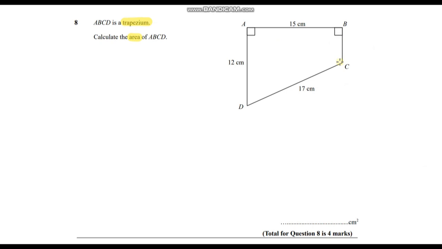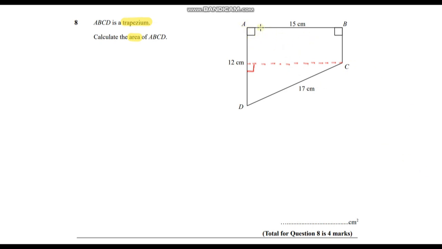Or what we could do is draw a horizontal line from C all the way till we get to this line here. So this is a horizontal line, and what we've formed is a rectangle and a triangle, and this is a right angle triangle because this line here is perpendicular to this line. So we can calculate the area of the rectangle, and then the area of the triangle, and then just add the two areas together. So let's first focus on the area of the rectangle.